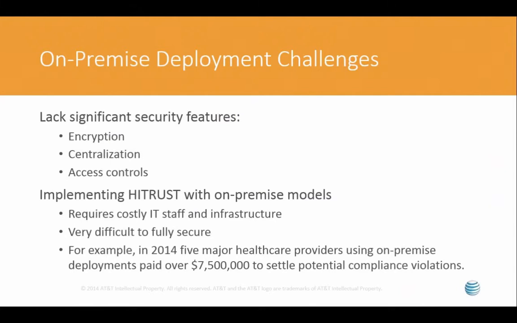The challenge with it is that you have to have the ability to do all of those things and have all of those safeguards all of the time. So many of these deployments that are on-premise will lack some of those security features. They may have encryption and centralize everything, but may not have the right access controls. They may have access controls, but may not have the encryption levels that they need in order to secure that data. There are a lot of things that can fall through the cracks.